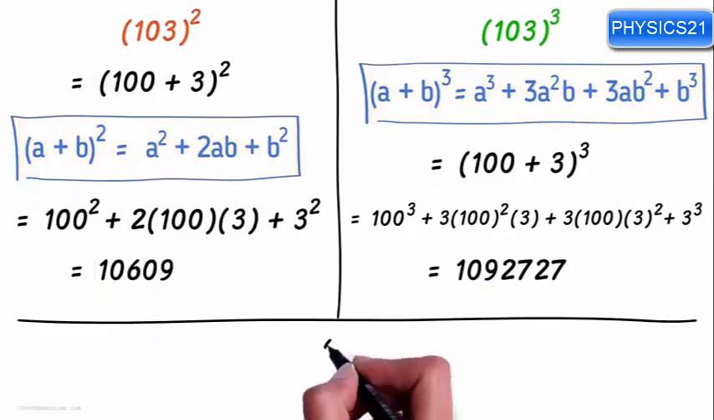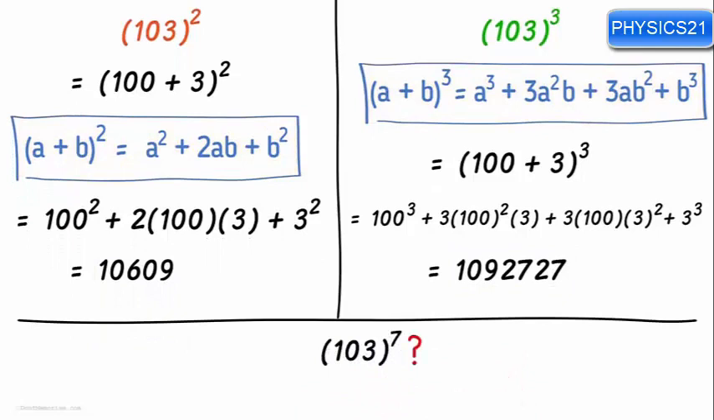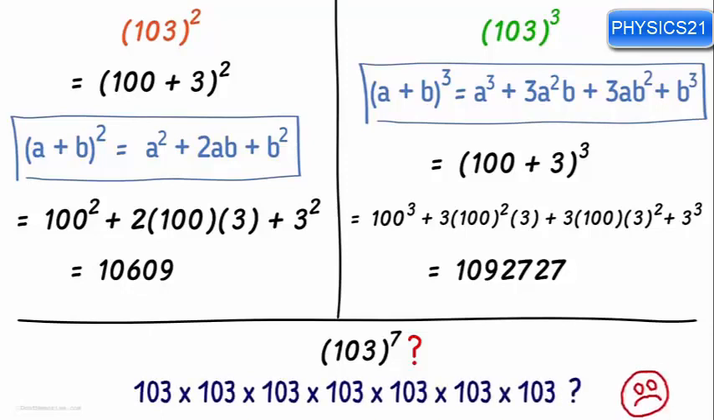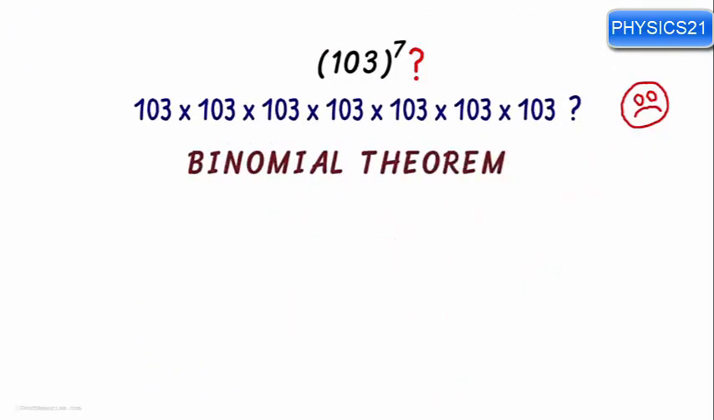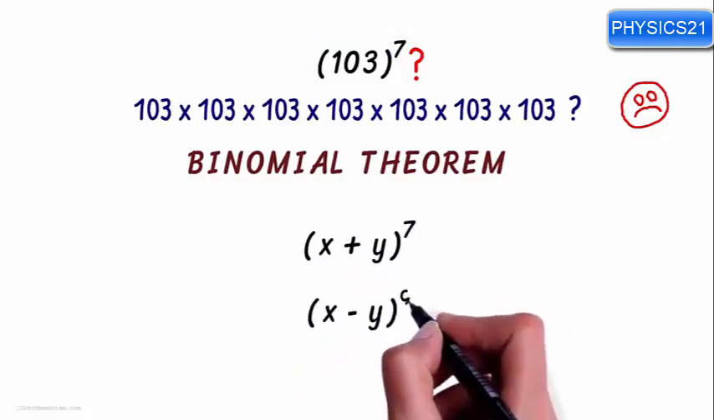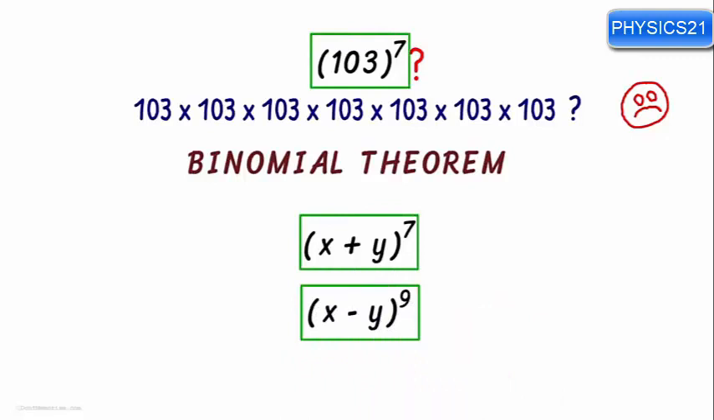But what if it was 103 raised to 7? What do we do now? It's surely not feasible to multiply 103 7 times. So what's the solution then? Do we know any formula for it? We probably don't. That's exactly where binomial theorem comes into the picture. It helps us expand such terms with higher powers very easily. Say we have x plus y raised to 7 or we have x minus y raised to 9. Such expansions can be done very easily using binomial theorem.